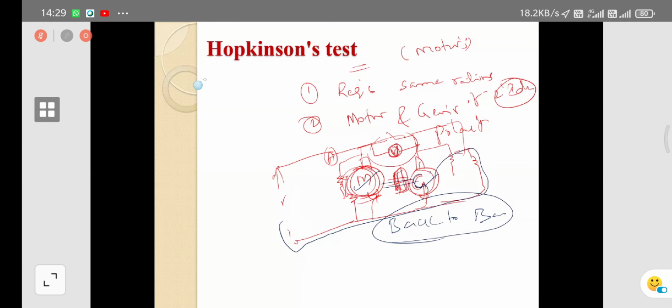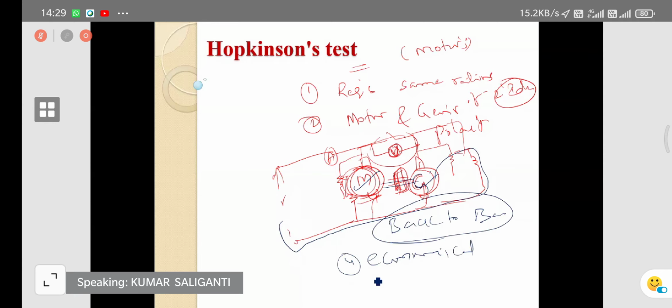The next point is the power drawn from the supply. The power drawn from the supply is only to meet the losses. Therefore, this test is an economical test.